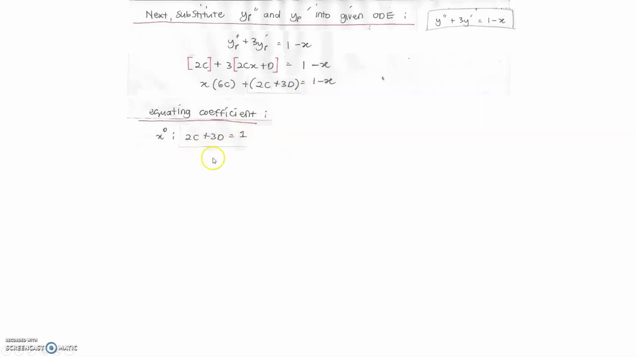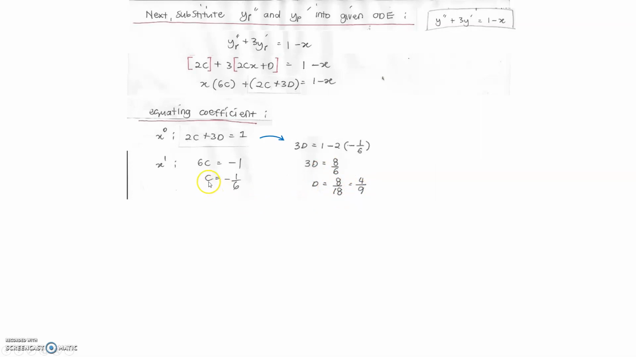I leave it first as equation number 1. And for x to the power of 1, 6c is equal to negative 1, so c is equal to negative 1 over 6. Then after that, I can solve this equation so that my 3d is equal to 1 minus 2c. Since c is negative 1 over 6, I substitute here, I get 8 over 6. So my d is equal to 8 over 18, or 4 over 9.